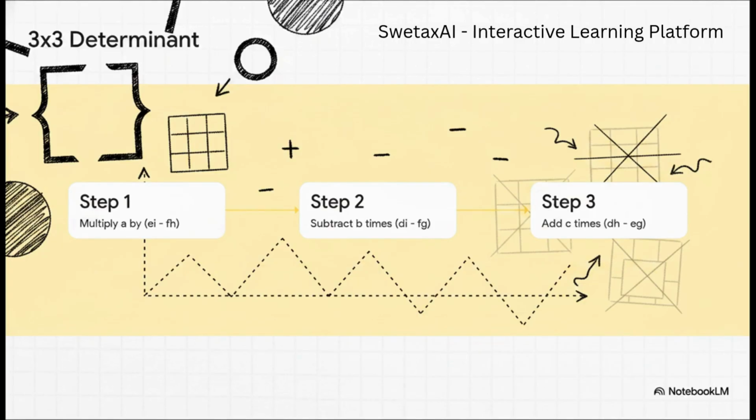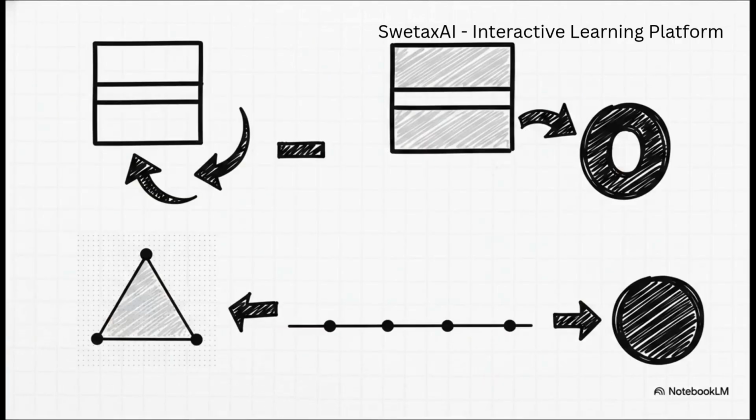Now step 2 is where people always make mistakes. You must subtract the next part. Take element B, cross out its row and column, and multiply it by the leftover diagonal calculation, D times I minus F times G. Finally, step 3. We switch back to addition. Add element C times its corresponding mini-matrix, D times H minus E times G. It's just a continuous, alternating rhythmic pattern. Positive, negative, positive.